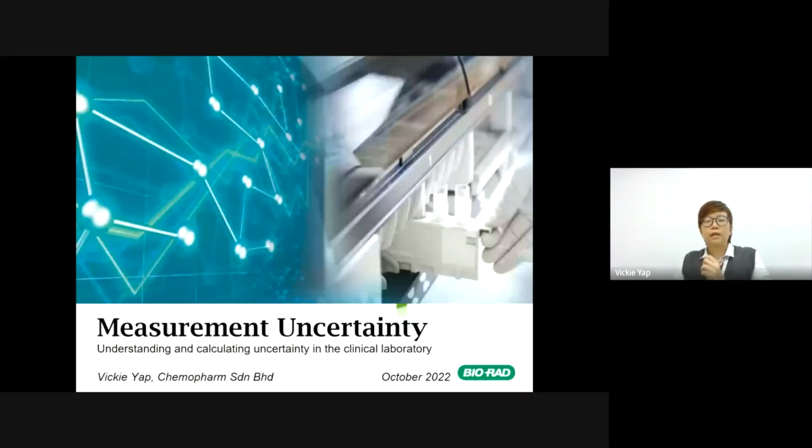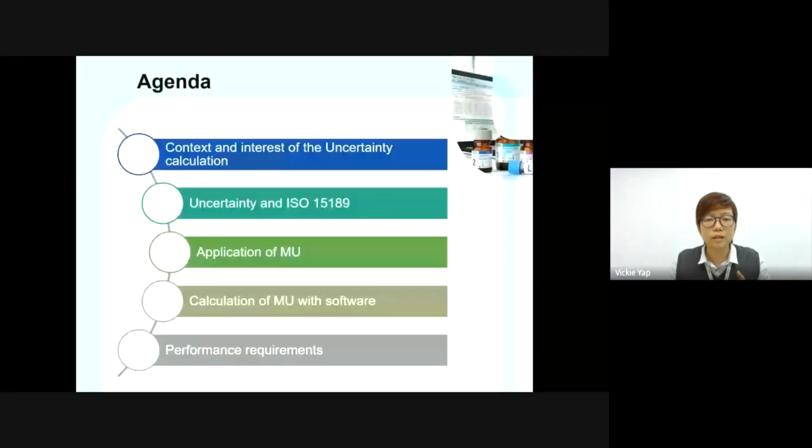Okay, so I have divided our topic for today into 5 topics: the context and interest of the uncertainty calculation, uncertainty and ISO 15189, application of MU, calculation of MU with software, and also performance requirements.